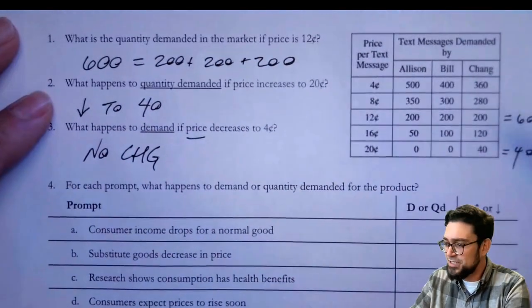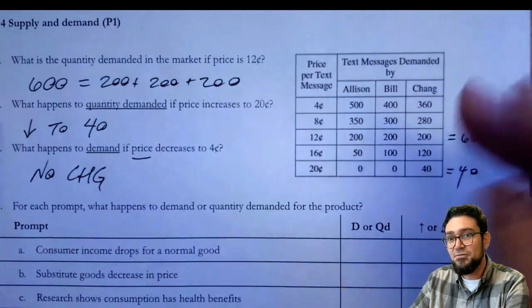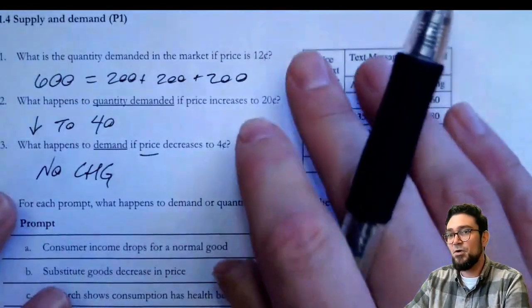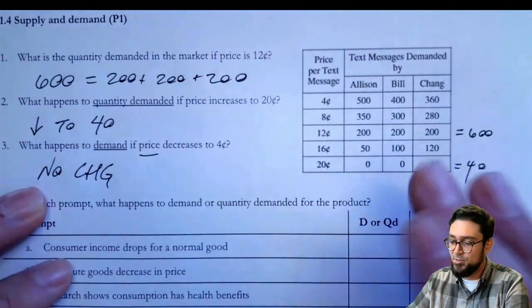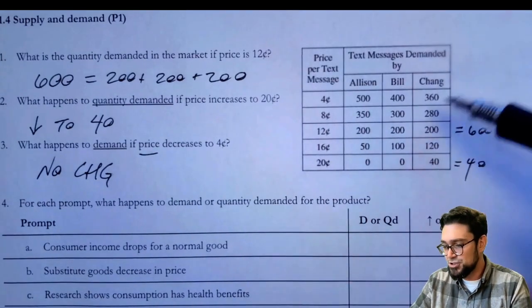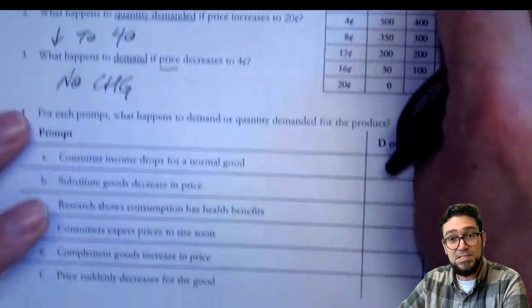If price is changing, that means we're just moving to a different point within this data table. If we're actually saying that demand is changing, this whole data table will change. If all these consumers' income doubled, for example, all these numbers might double. So we would say that Allison and Bill and Chang, regardless of the price, buy twice as much.